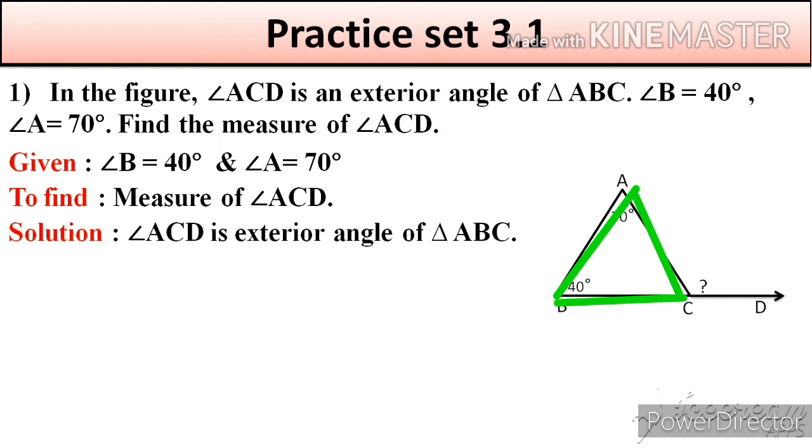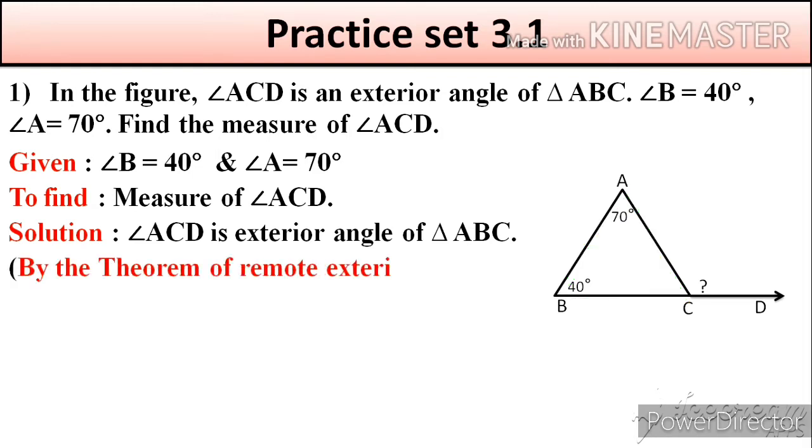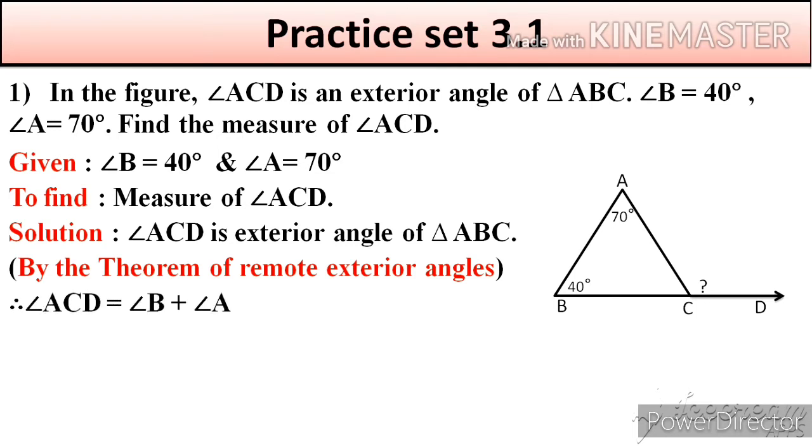Now, by the theorem of remote interior angles, angle ACD equals angle B plus angle A. Now substitute the values of angle B and angle A, 40 degrees plus 70 degrees, we get 110 degrees. Therefore, angle ACD equals 110 degrees.